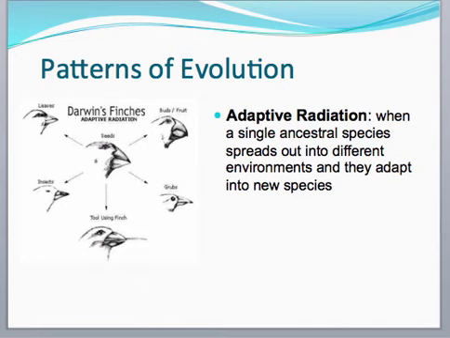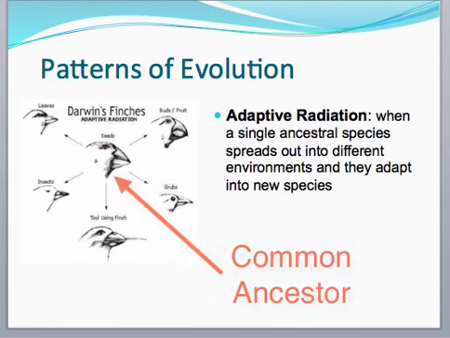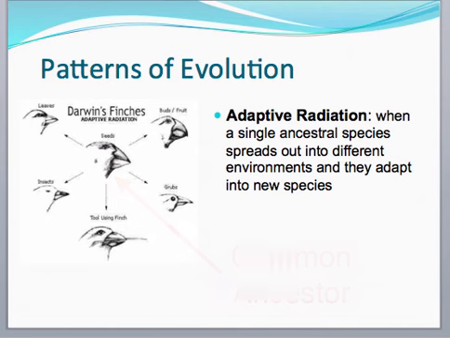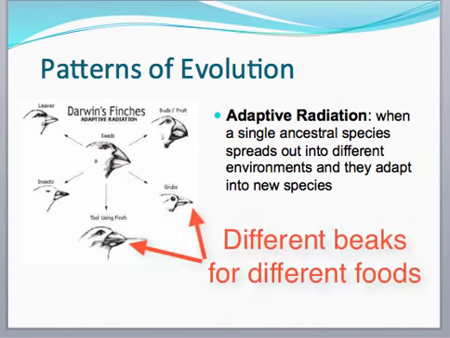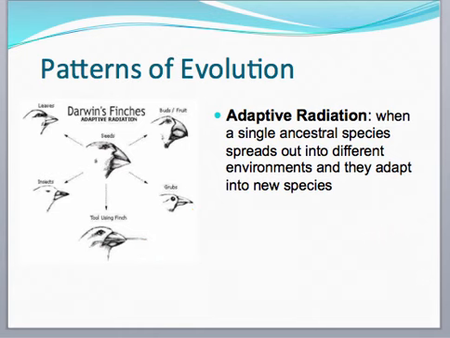The example that we like to bring up is the finches from the Galapagos Islands. They all come from a common ancestor, but as they flew out to different islands, which had different environments, they adapted to their new environment in order to survive. I like to think of this kind of like a radial tire, also radiation.